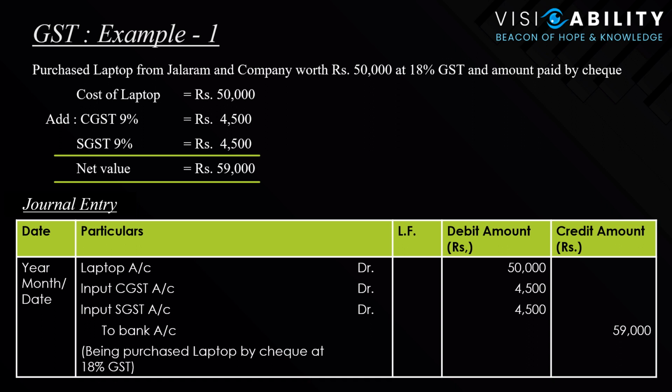Now, please remember that when we are a customer, when we are buying something and the GST is being charged to us, we would always put the word input before CGST and SGST. So CGST and SGST is being preceded by the word input. In the next example, we would see what happens in case we are the seller.